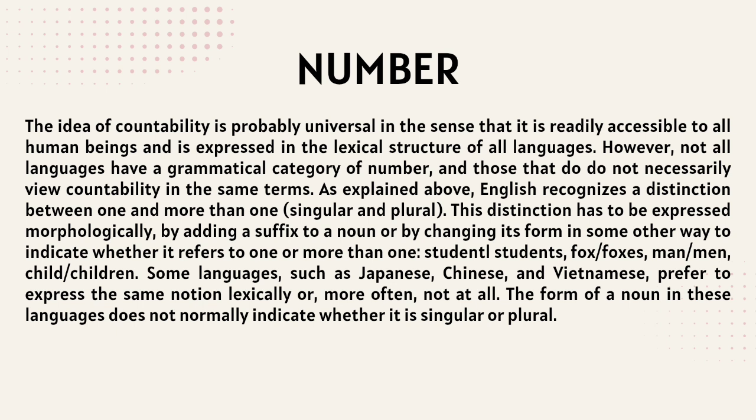Student to students, fox to foxes, man to men, child to children. Some languages, such as Japanese, Chinese, and Vietnamese, prefer to express the same notion lexically or, more often than not, not at all. The form of a noun in these languages does not normally indicate whether it is singular or plural.